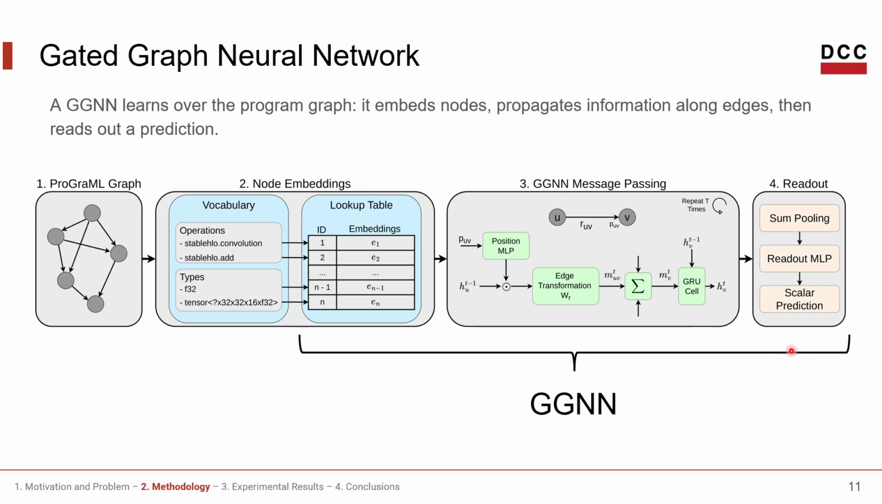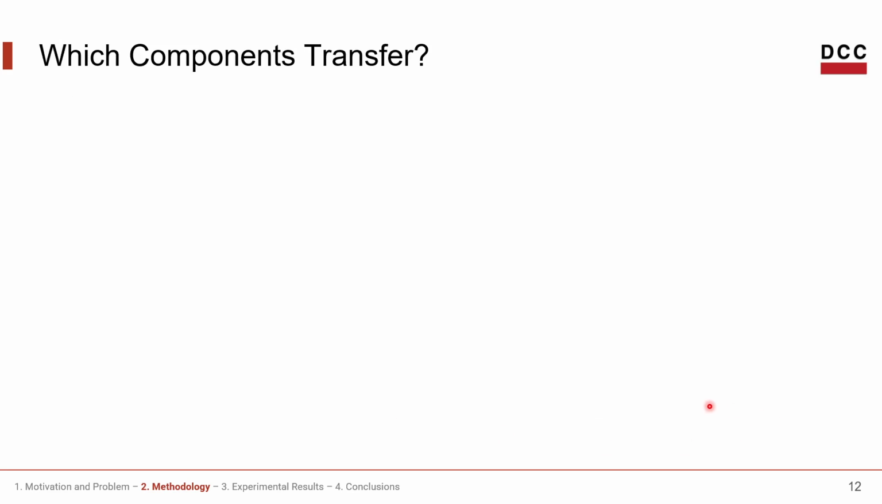And then there's the final component, which is the readout, which basically pulls the final states in the graph into a prediction, in this case, a scalar prediction. And this is basically the whole model, how the graph model works.